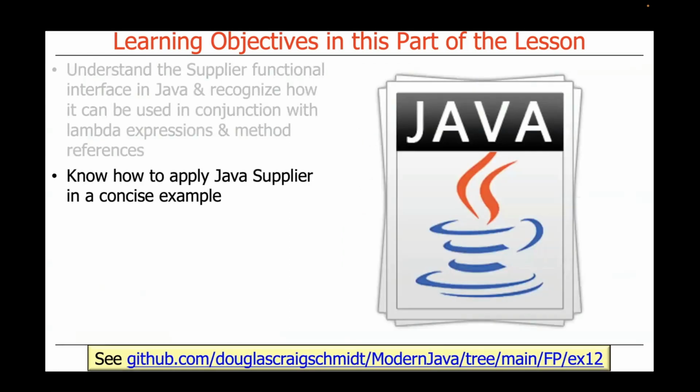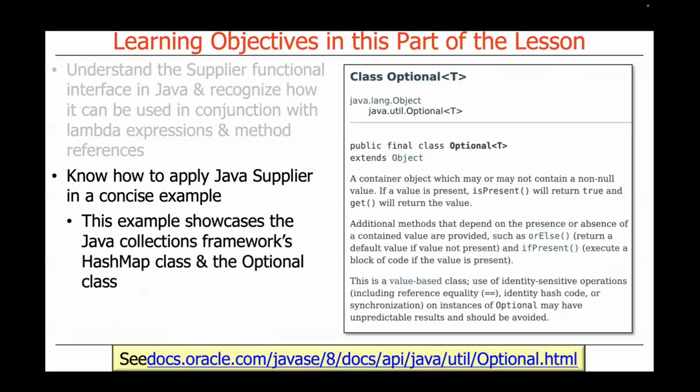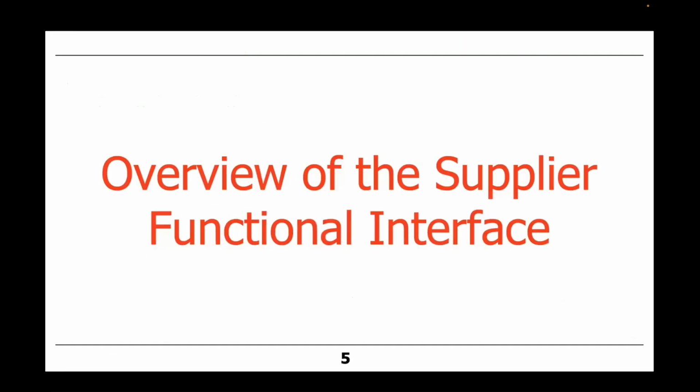we'll see later. And we'll apply this in the context of a concise example that showcases the Java collection framework's HashMap class, and the Optional class, which is a very interesting class. If you're not familiar with it, hopefully it'll teach you something worthwhile to learn about how to get rid of the plague of null pointer exceptions.